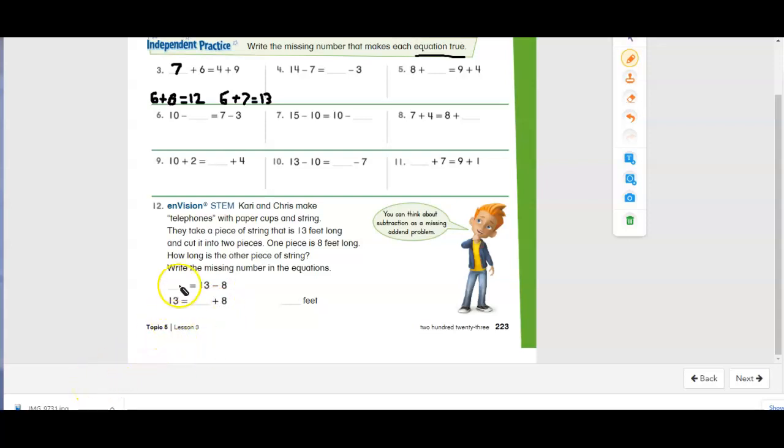What do you notice about both of these equations? Look at the numbers in both of the equations. We see that both equations have the number 13 and also the number 8. What do you think that tells us about the missing number?